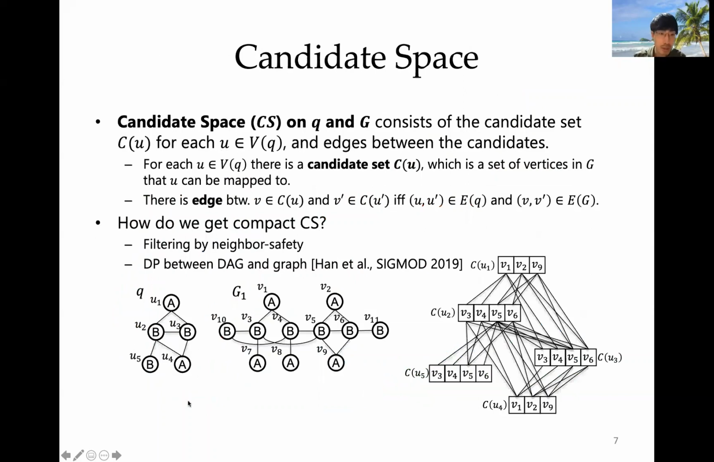So given this query graph and a data graph, we build an auxiliary data structure called candidate space, or CS, and it consists of a candidate set for every query vertex and edges between candidates from different candidate sets. So how do we get this CS? What we propose in this paper is a way to get a more compact CS by using our filtering technique by neighbor safety and dynamic programming, which is already proposed in the previous SIGMOD paper.